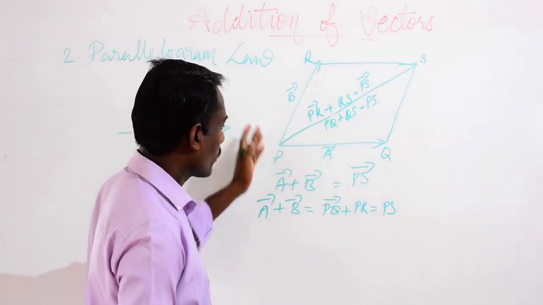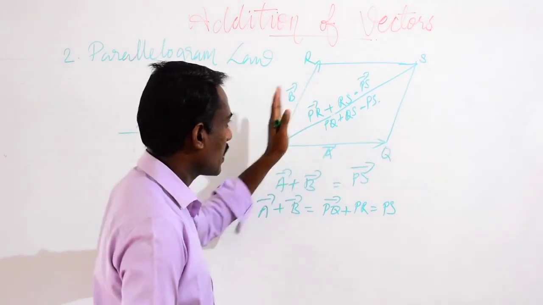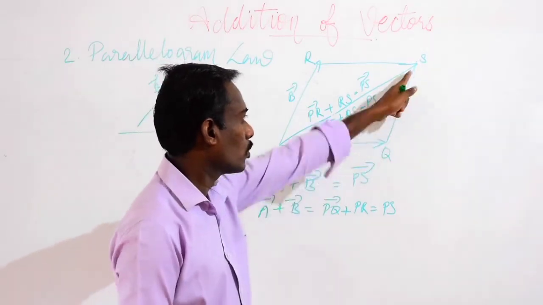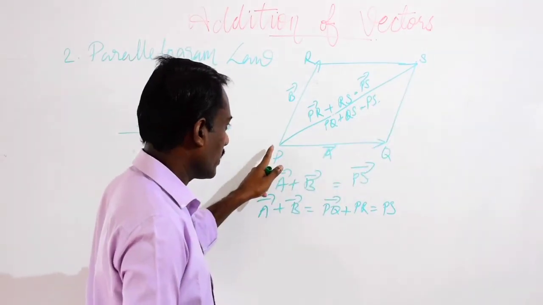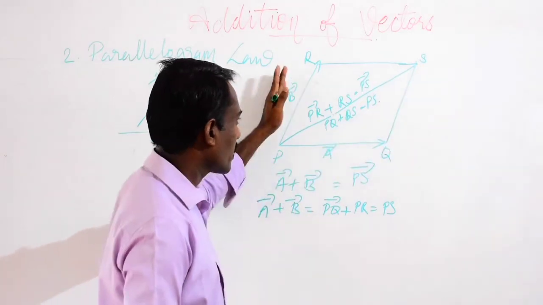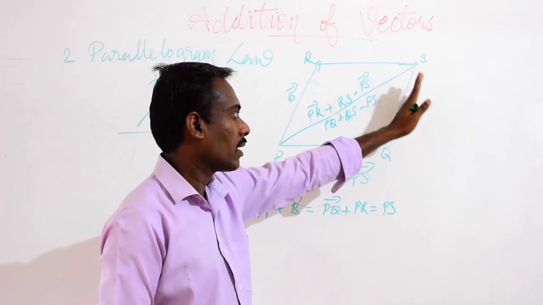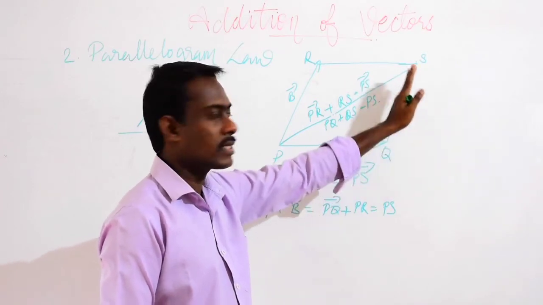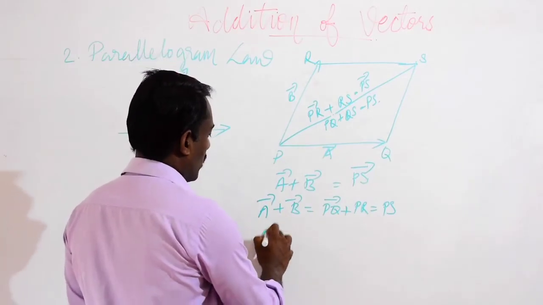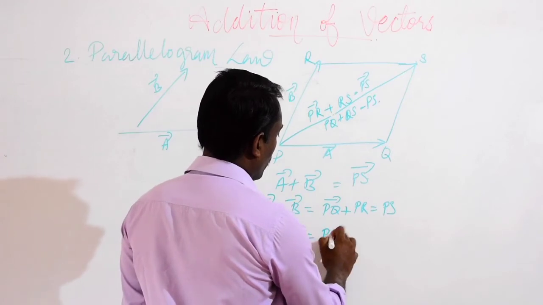In this case, this is a parallelogram, so the opposite sides are parallel with each other. That means PR is equal to QS. Therefore we can write A plus B. If this vector is B, then this is also the same. The side PQ has the same magnitude and direction. So we can write A plus B is equal to PQ.